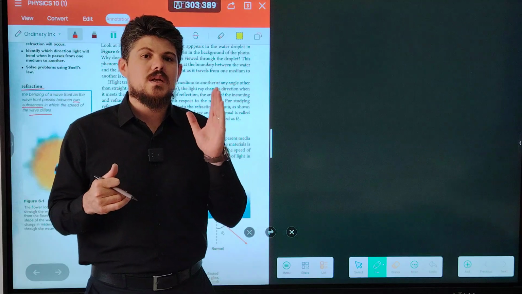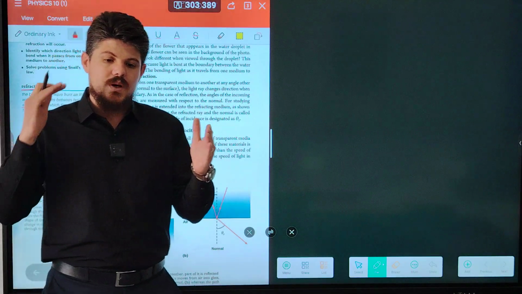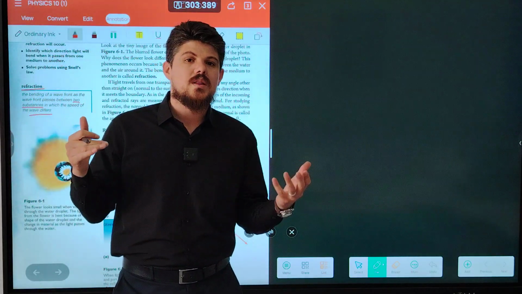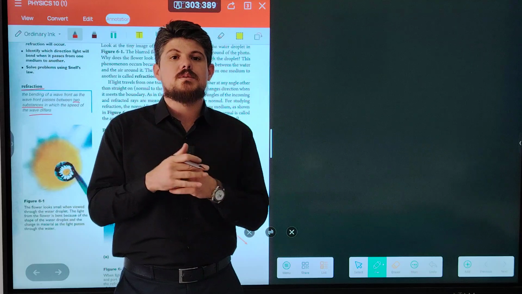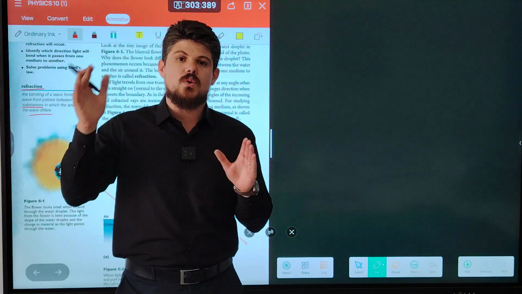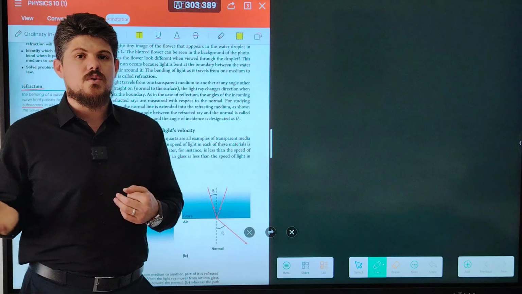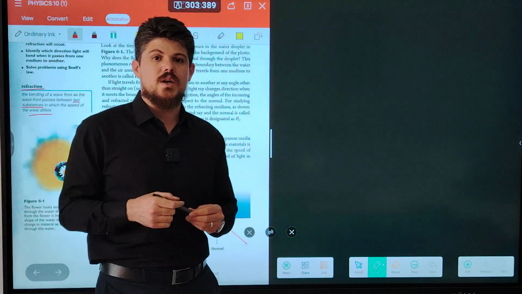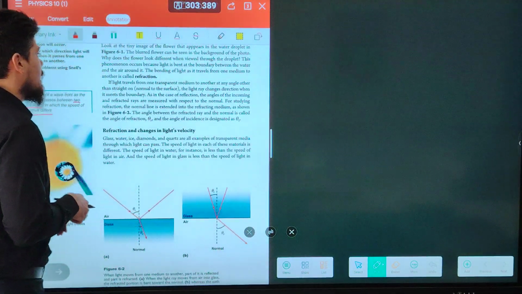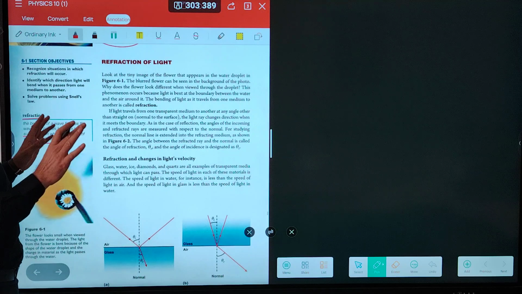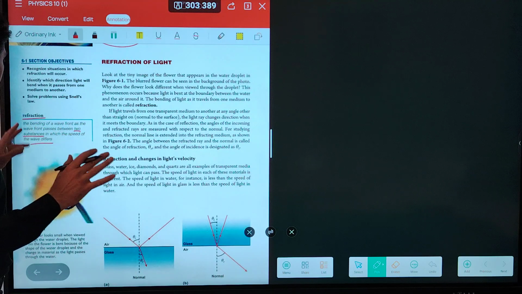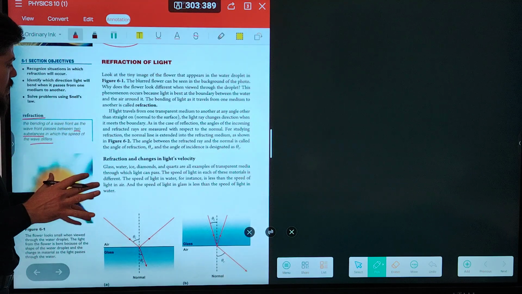So when does the light bend or refract? When the light travels from one medium to another, but these two mediums must be different in density, like from water to air or from air to water. As you know, the density of water is not equal to the density of air. The water is denser than the air. So this is refraction of light. Refraction is the bending of light.